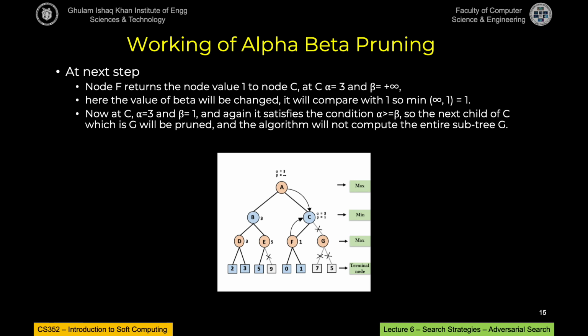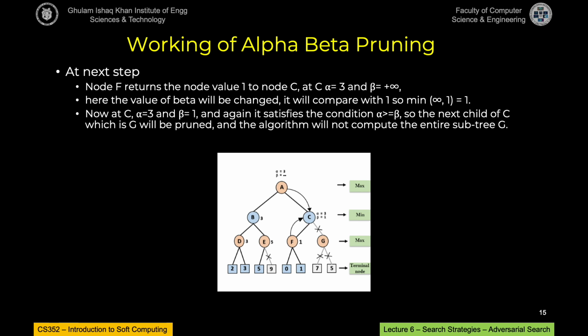Now if you compare beta with alpha at C, the alpha value is 3, the beta value is 1, and now alpha is greater than beta, which is basically our break condition. It's satisfying the break condition. So the next child, which is child G, will not be checked at all, it will be pruned, and the algorithm will not compute the entire subtree of G. So the values 7, 5, etc. will not be computed at all, and instead the value 1 will be given to C.